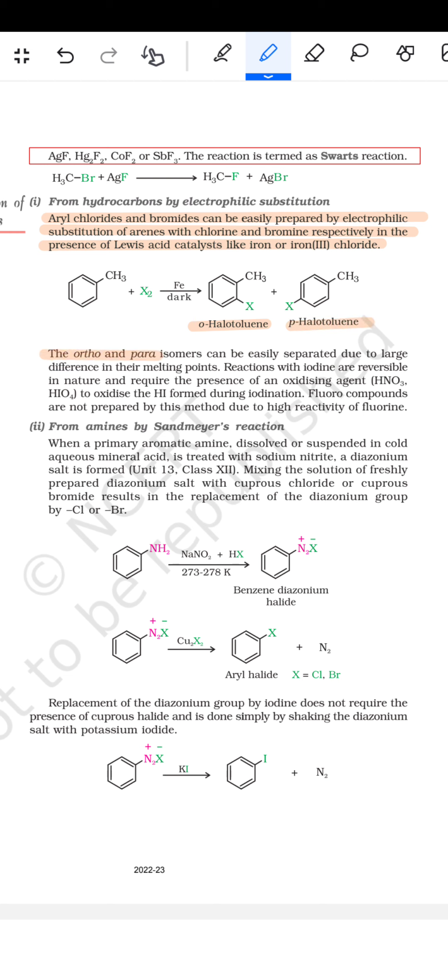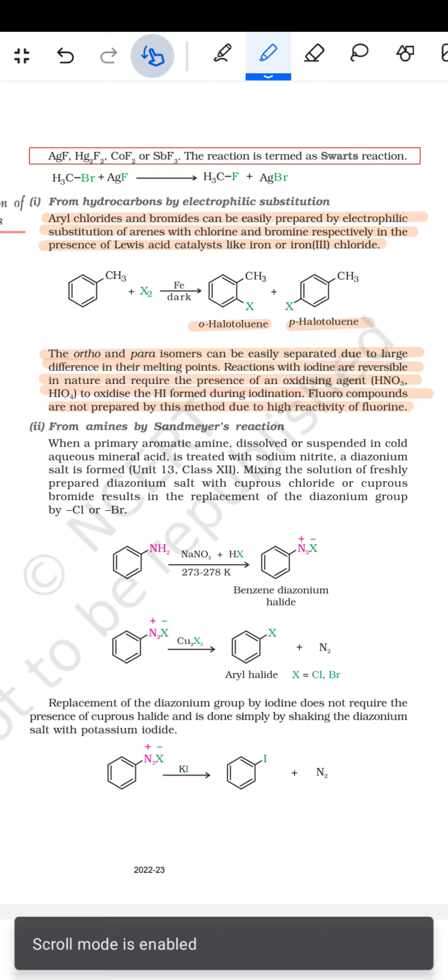Para-halotoluene. The ortho and para isomers can be easily separated due to the large difference in their melting points. Reactions with iodine are reversible in nature and require the presence of an oxidizing agent such as HNO3 or HIO4 to oxidize the HI formed during the iodination. Fluoro compounds are not prepared by this method due to the high reactivity of fluorine.